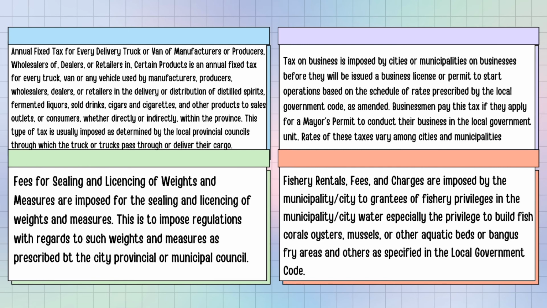Also, fishery rentals, fees, and charges are imposed by the municipality or city to grantees of fishery privileges in the municipal or city waters, especially the privilege to build fish corrals, oysters, mussels, or other aquatic beds or bangus fry areas and others as specified in the Local Government Code.